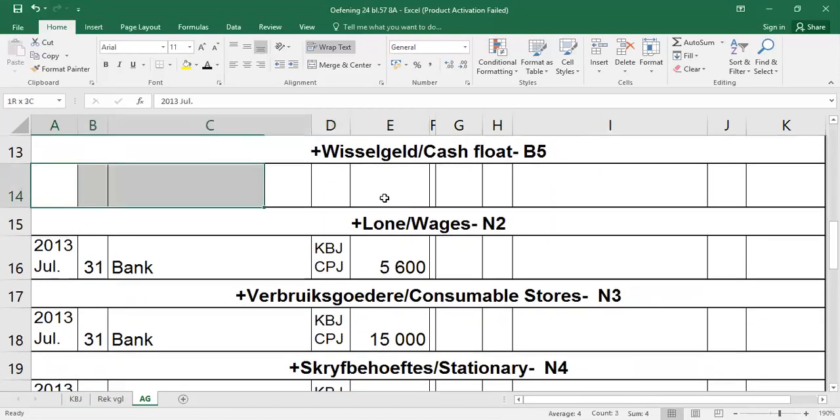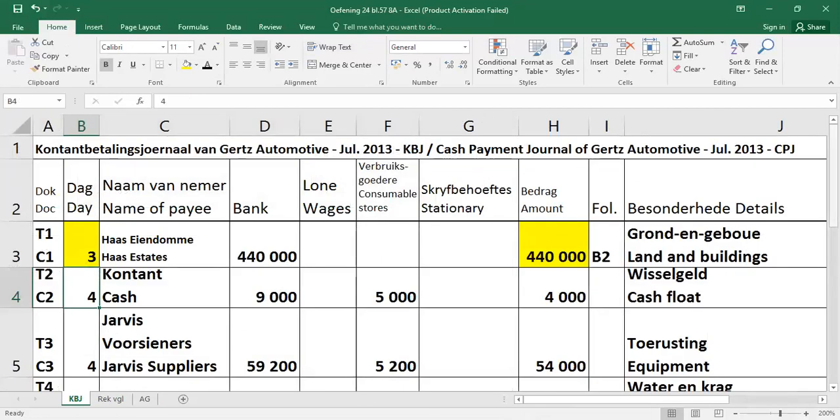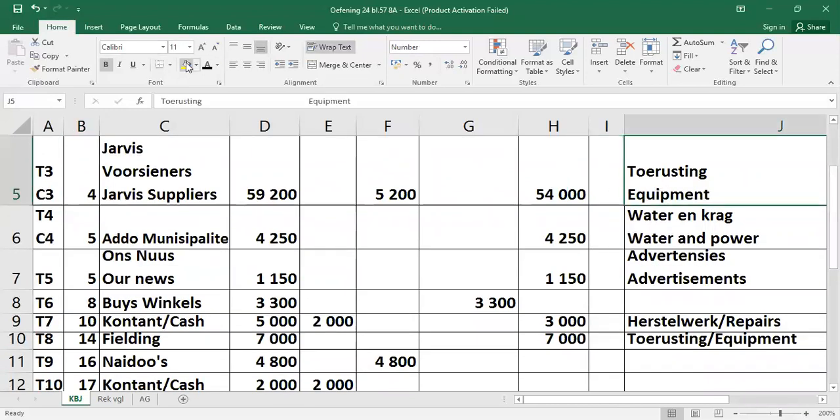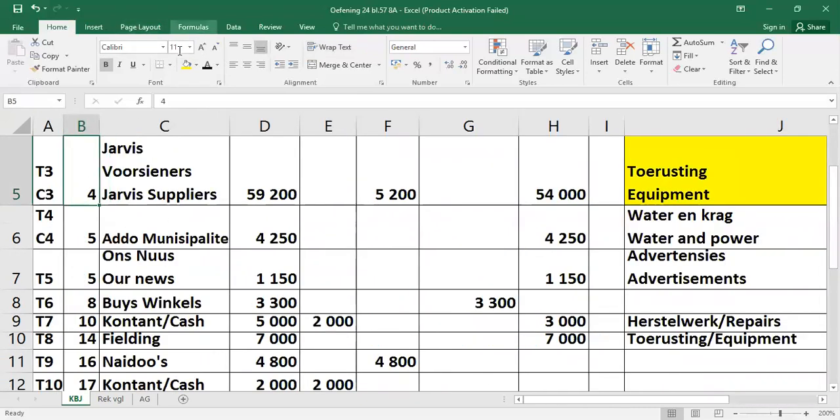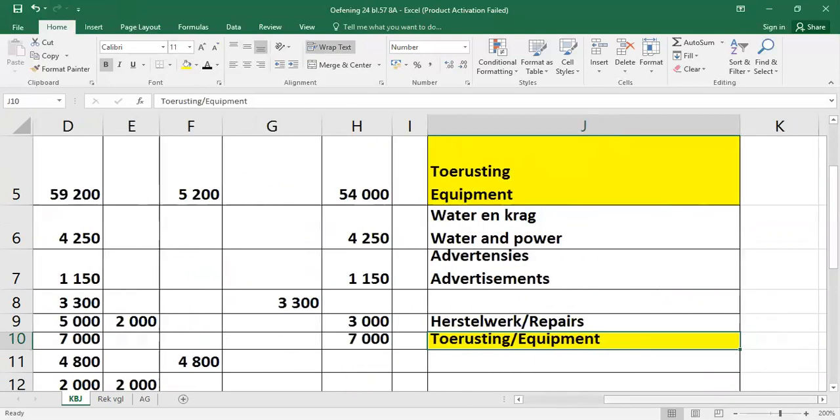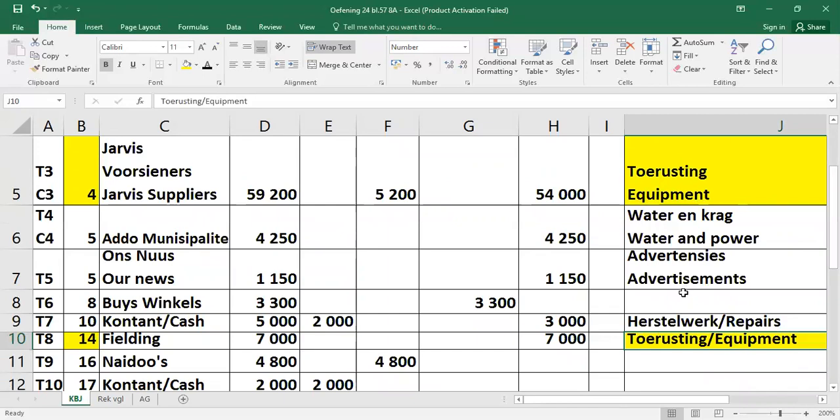Cash flow on the 4th, R4,000. Okay. Now, I'm not going to show all of them. All of them will be on the debit side. But I want to show you quickly, I want to show you equipment. So, if you look at equipment, there's one equipment, and this equipment was on the 4th. And if you continue looking down, on the 14th, there's another equipment, R7,000. Now, what do I do if there's more than one equipment or whatever account you're using?